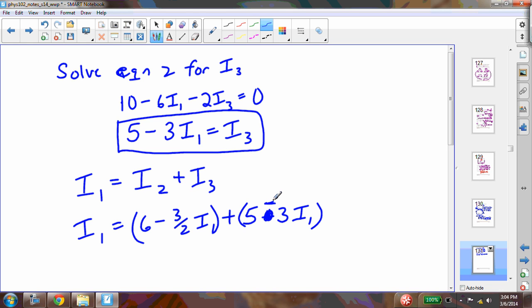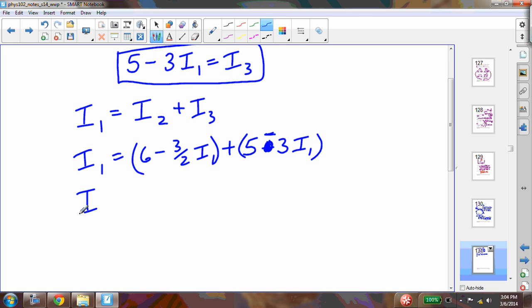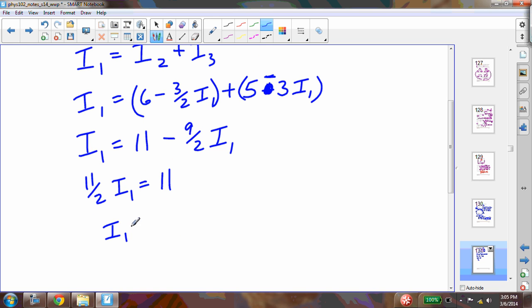Okay, now I want to solve this for I1. So just to simplify this a little bit, I have 6 plus 5 is 11. Negative 3 halves minus 3, that's negative 9 halves I1. Okay. And if I add 9 halves to both sides, that's going to be 11 halves I1 equals 11. So I1 equals 2 amps. All right, so that's my first answer.